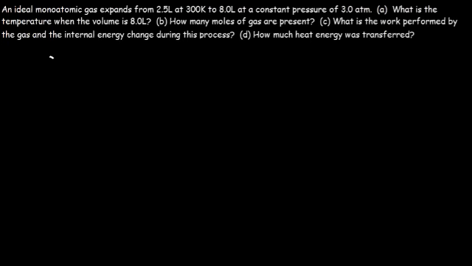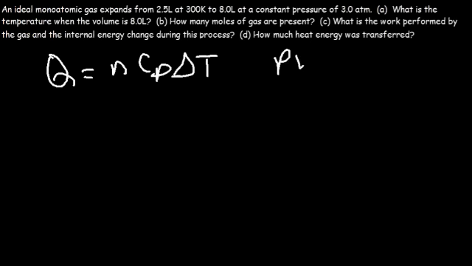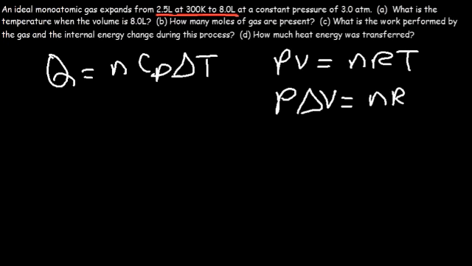It comes from this equation, Q is equal to n Cp delta T. Now we know that PV is equal to nRT, the ideal gas law equation. And in this problem, the pressure is constant, but the volume is not constant. The volume changes. So we could say that P delta V is equal to nR delta T, since pressure is constant and only volume and temperature are changing. So I added a triangle to only that portion of the equation.